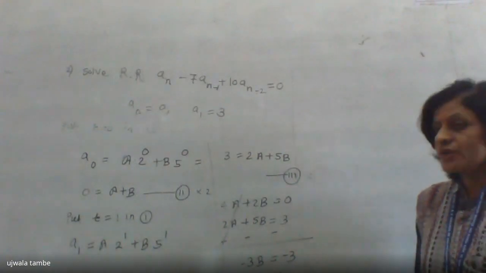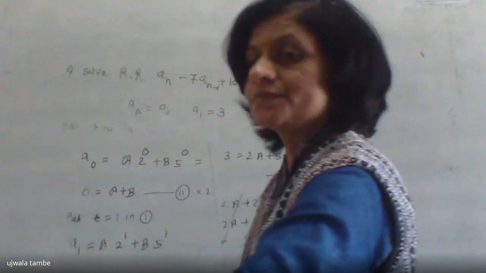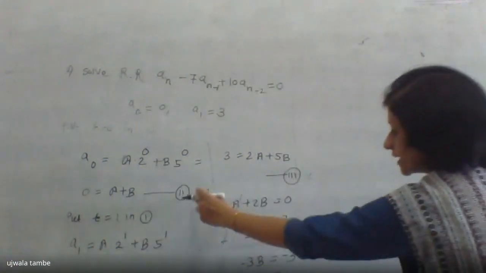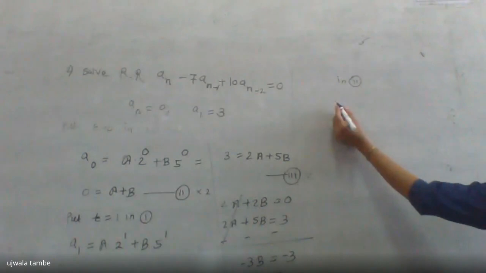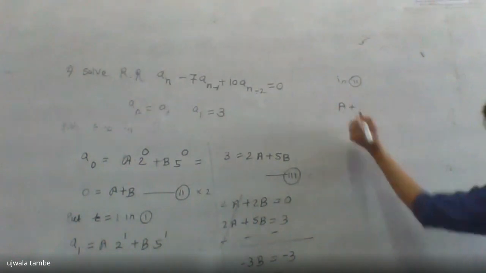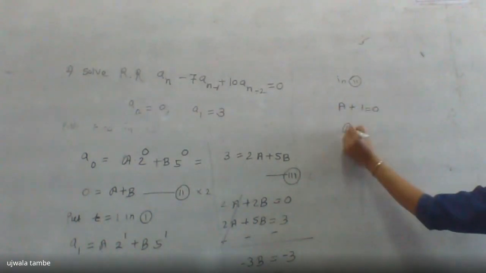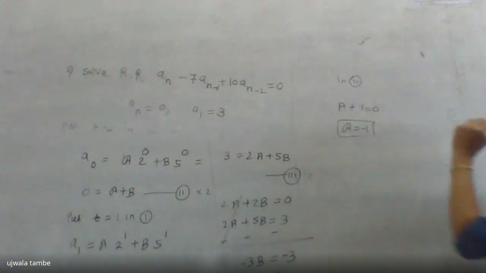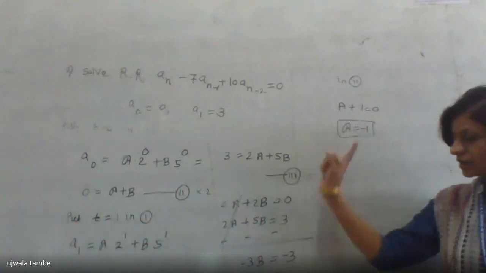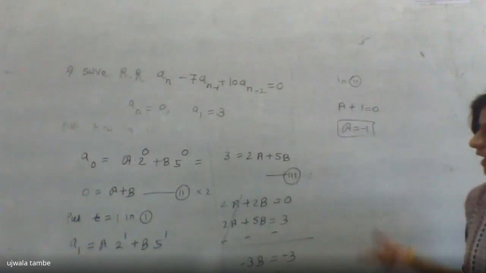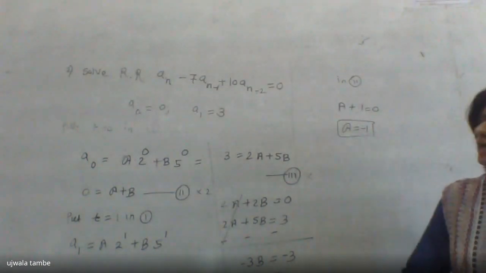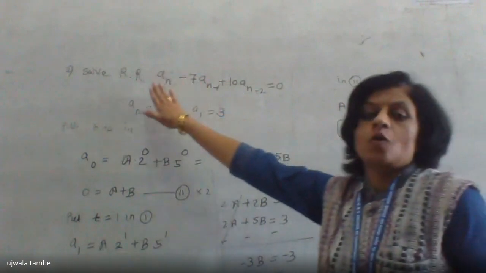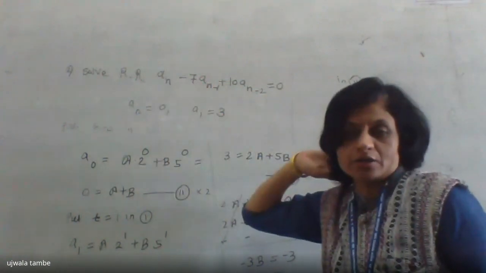Putting the value of B is equal to 1 in the second equation, equation 2 becomes A plus 1 is 0. Therefore, the value of A is minus 1. We get two arbitrary constants A and B, and putting the values of A and B in equation 1, we get the solution of the homogeneous recurrence relation. Got it?